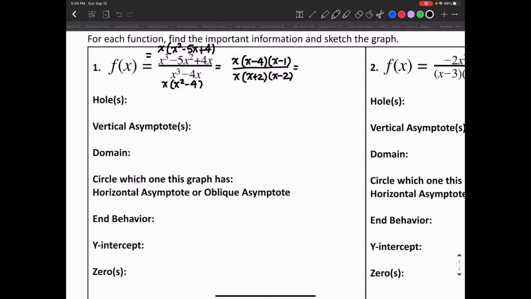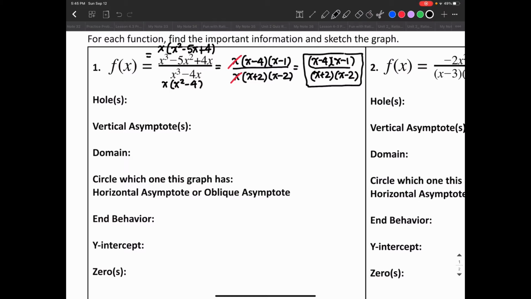From here, I can cancel out the x's in the top and the bottom. They cancel out, and I'm left with just x minus 4 times x minus 1 all over x plus 2 times x minus 2. This is my final equation that I'm going to use for most of these things, except for the holes.